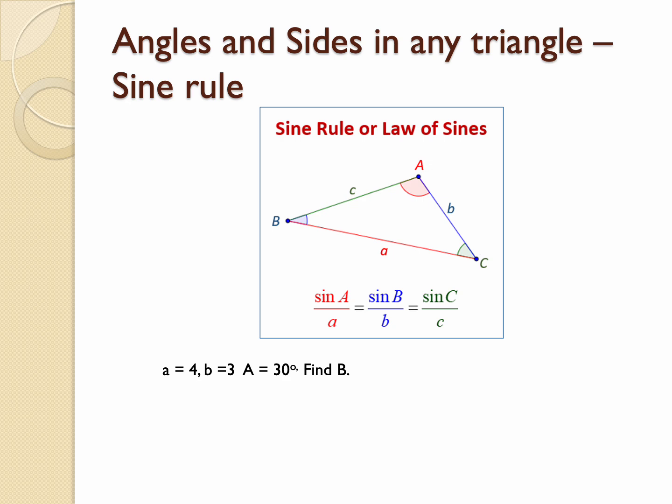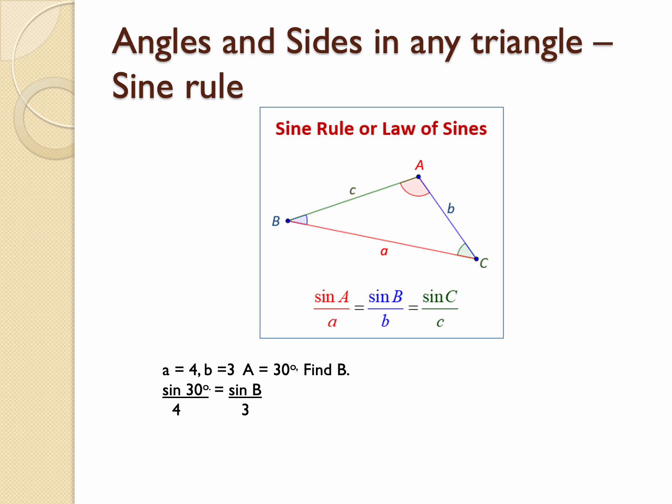remember lowercase a must be the length opposite to the angle A. We must follow this convention with other angles as well. If we don't do that, we can get the sine law all mixed up. So because we have angle A given and we have sides a and b given, we can use part of this sine law, which says sine of A over small a equals sine of B over small b, and we can fill in the values.